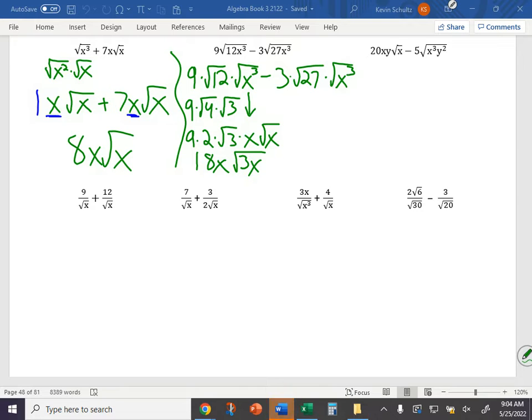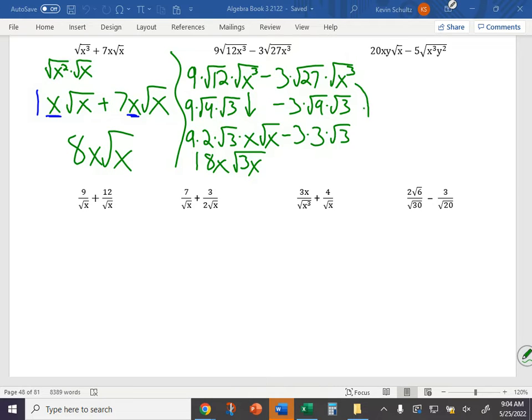You're right. Good. 18x root 3x. For the other one, minus 3 times root 27. The root 27 we're going to break up into root 9 and root 3. That's our perfect square factor. That gives us 3 times 3 times root 3.